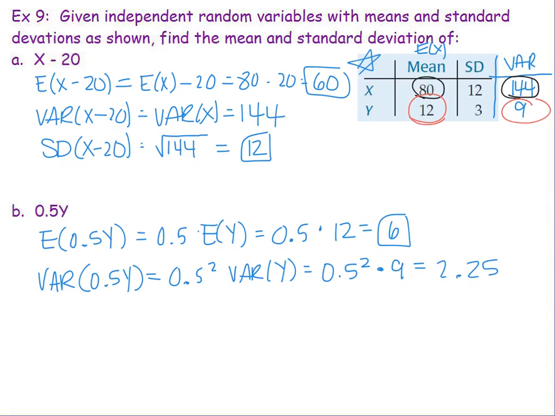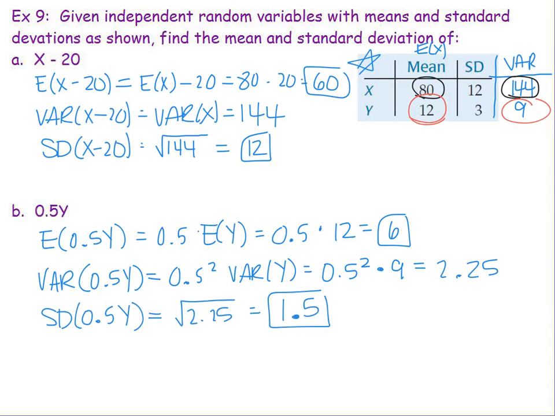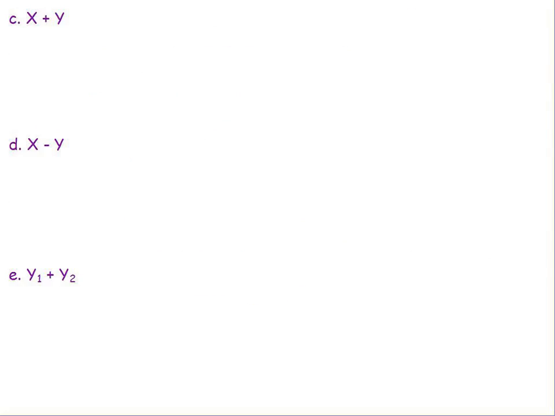Now, we only did that because we need to know the standard deviation of 0.5y. And so we need to square root 2.25. And if we square root 2.25, we get 1.5. So far, hopefully those equations don't seem too bad. We're not done with this example, though. We're going to go over to the next slide, and we're going to look at part C.